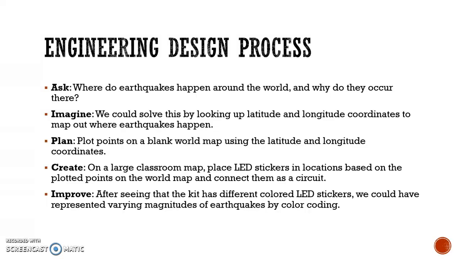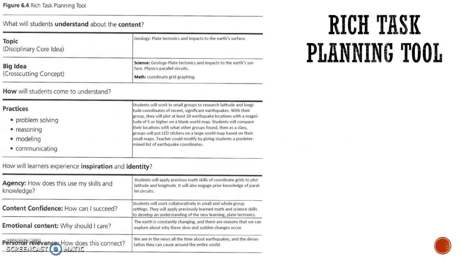Our plan would be to plot the points on a blank map using the latitude and longitude coordinates. And to create this on a large classroom map, we would place the LED stickers in locations based on those plotted points. And then our final step was to improve. After we noticed that there were different color LED stickers, we could have used those different colors for the varying magnitudes of the earthquakes.